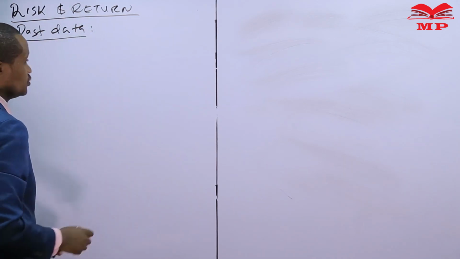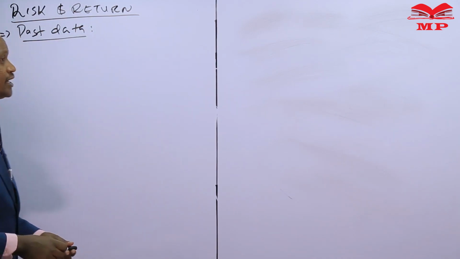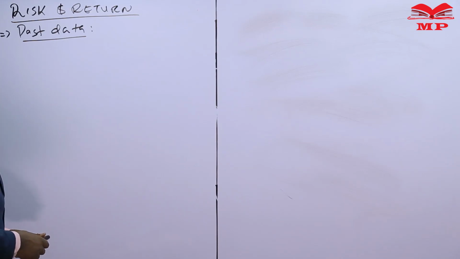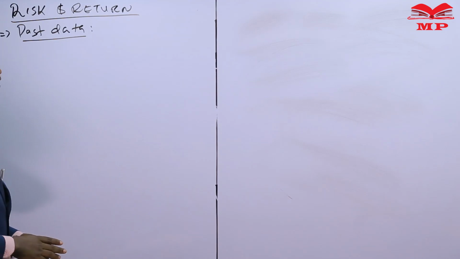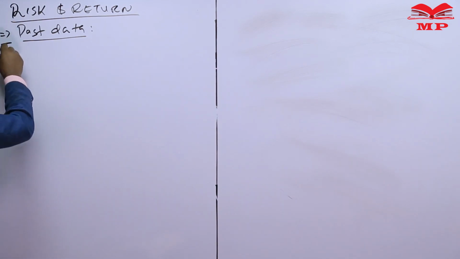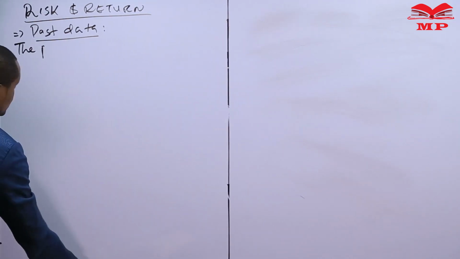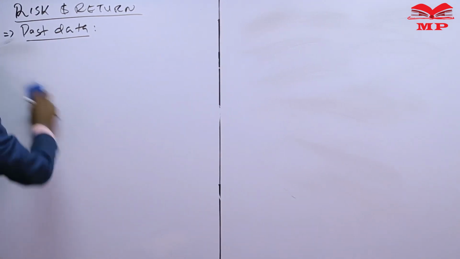The first illustration will be in relation to past data. We want to use past data for two companies and see how we can calculate risk. So we can take an example of past data for 4 years on two securities. You can write here illustration.